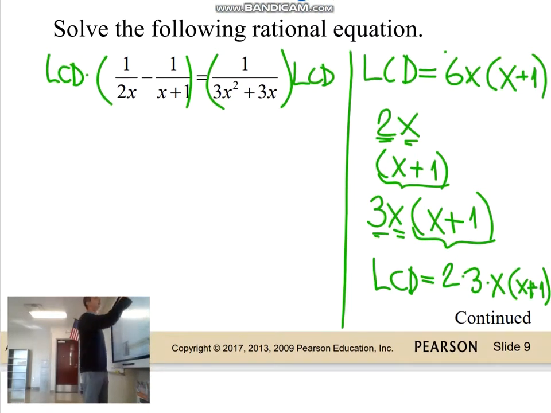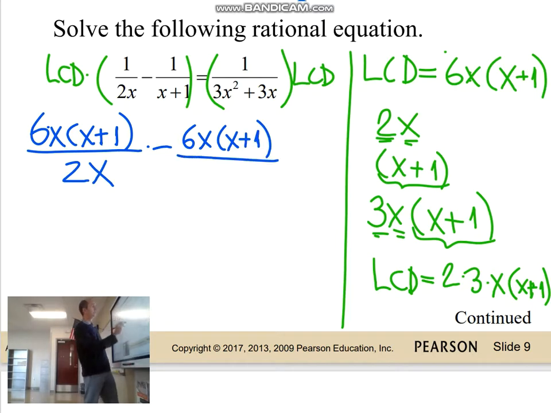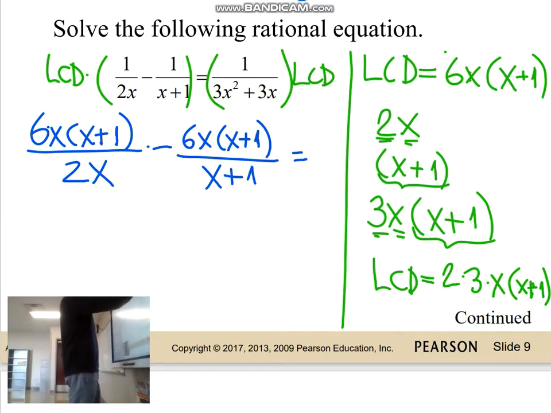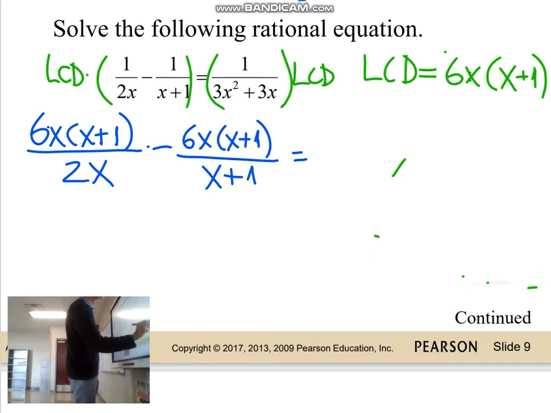Let's work this out here at the bottom. 6x times x plus 1 over 2x, minus the least common denominator times 1, which is 6x times x plus 1, over x plus 1, and check this one out. It's going to be a bit squeezed. Let's erase this, okay? Because we found the least common denominator and we have more space. So erase all this, and great.